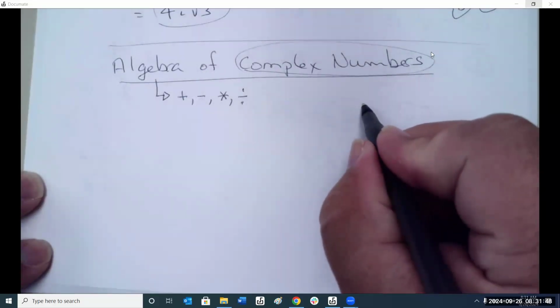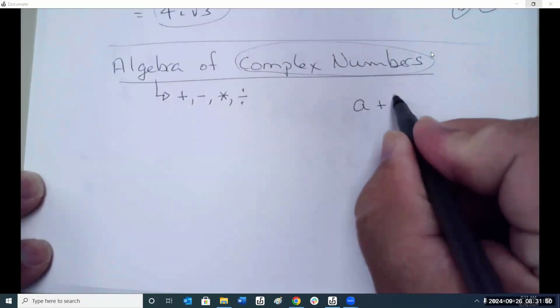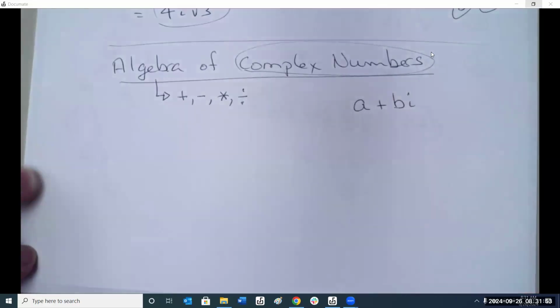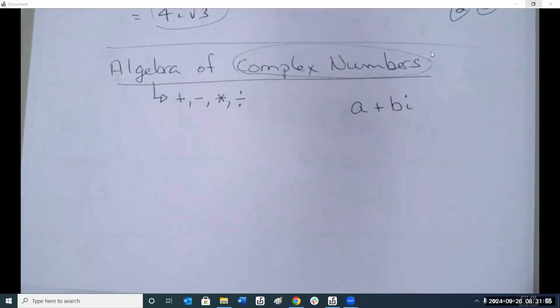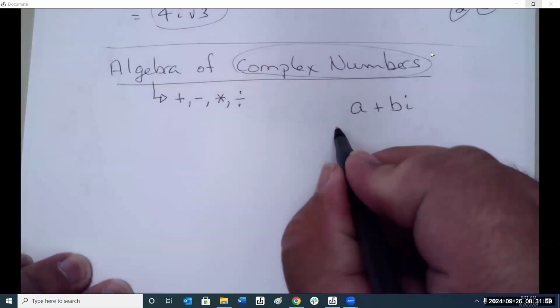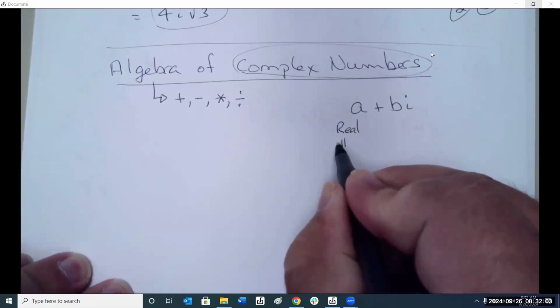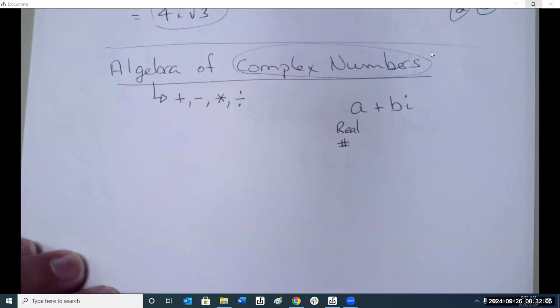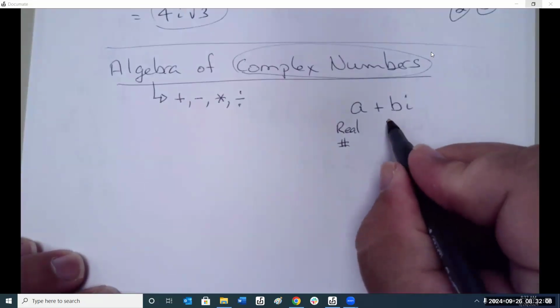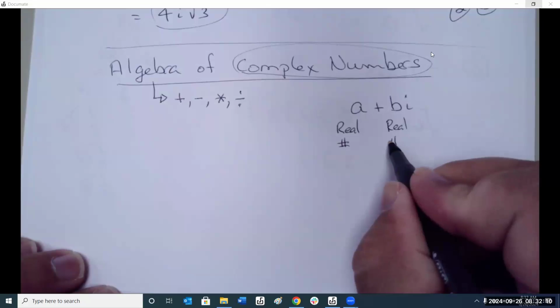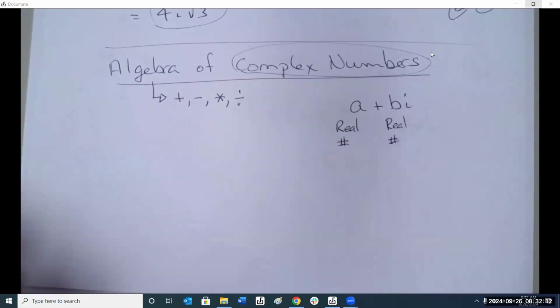Complex numbers are any numbers in this form, a plus bi, where a is any real number and b is any real number. It's just followed by an i.